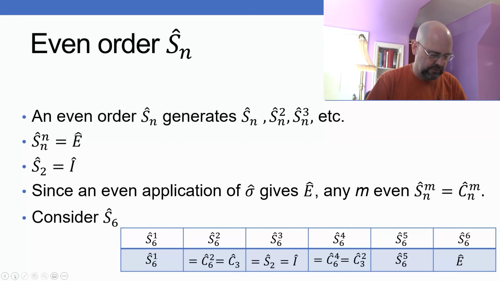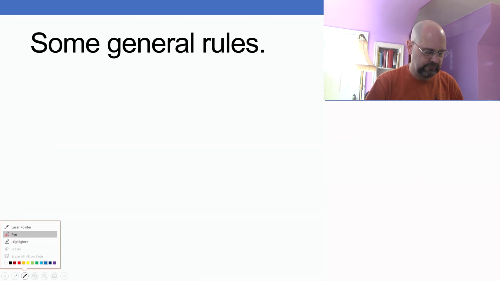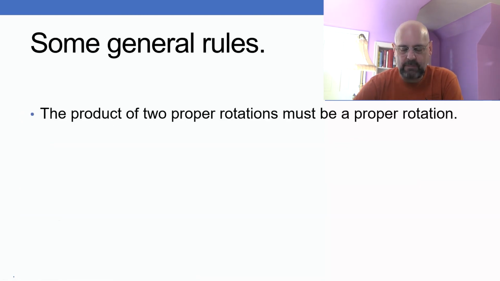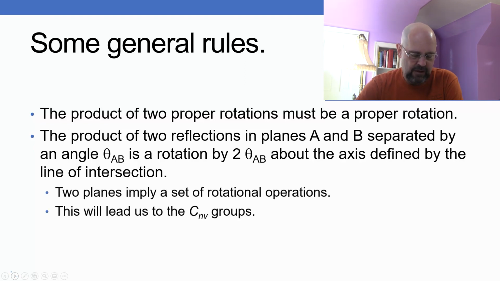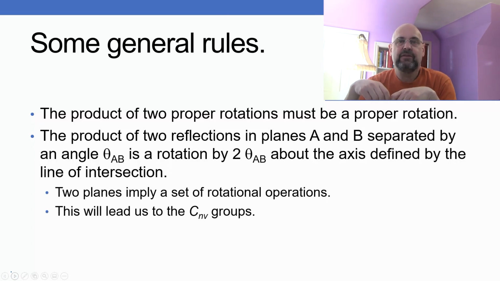So some general rules. The product of two proper rotations must also be a proper rotation. The product of two reflections in planes A and B separated by an angle is the same as a rotation about an axis defined by the line of intersection. You need to think about that for a moment. But more importantly, if I have two planes that intersect, there must be rotational operations.